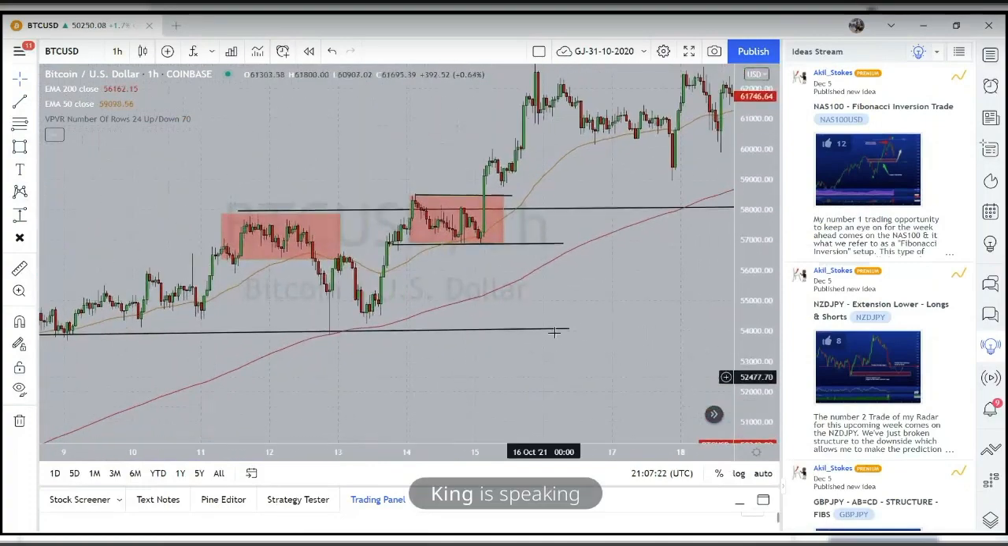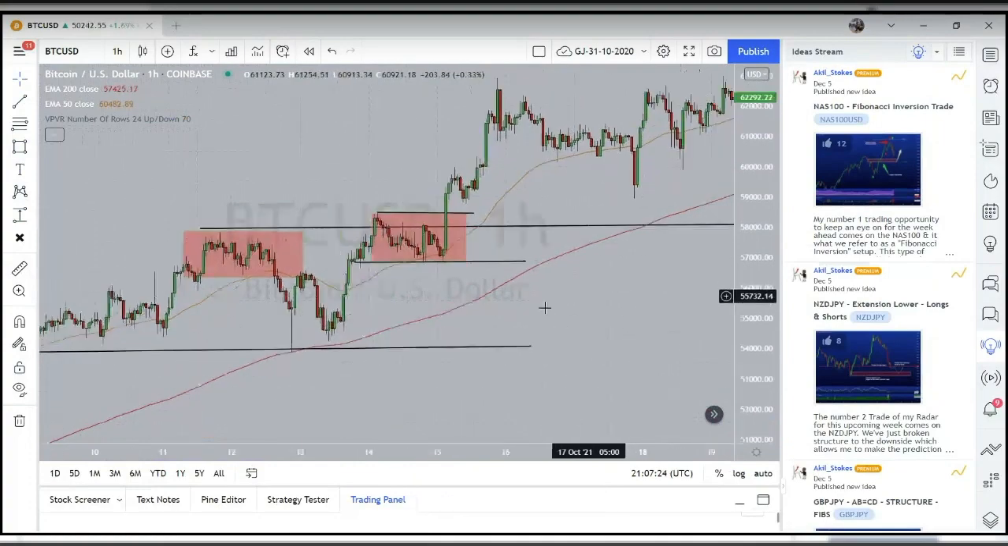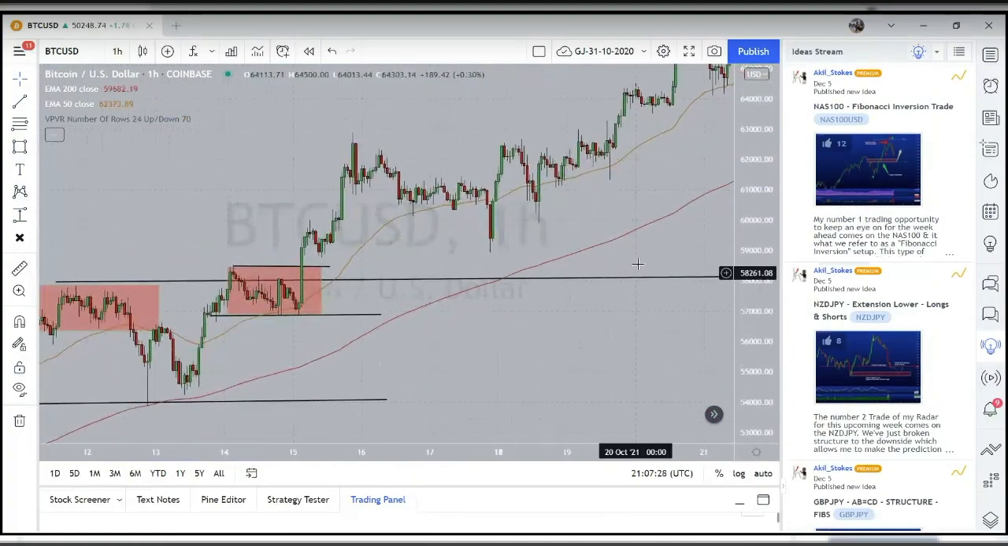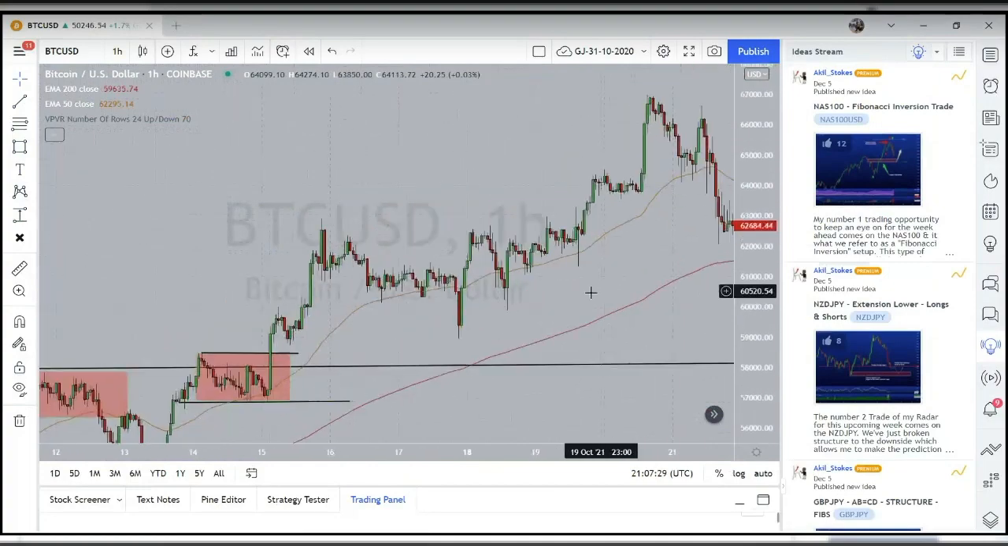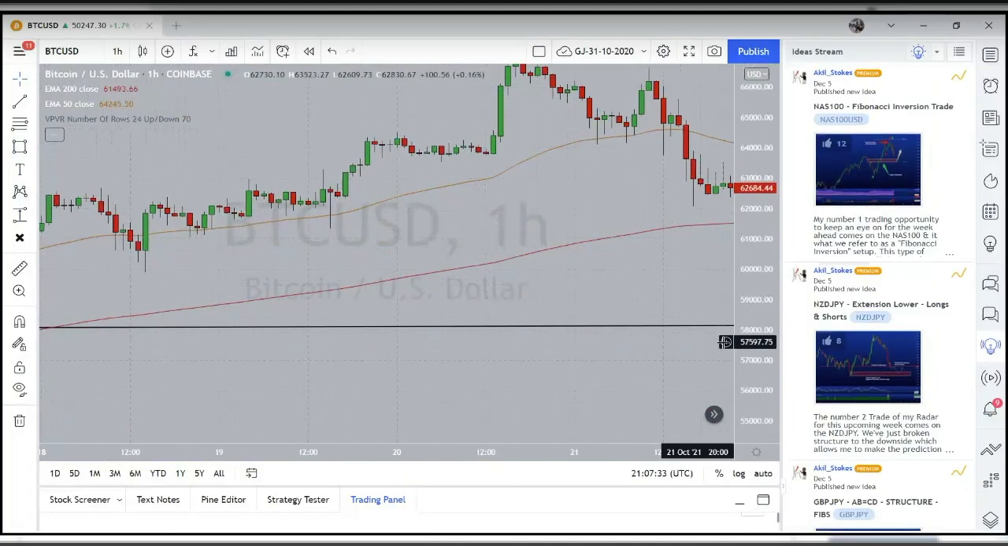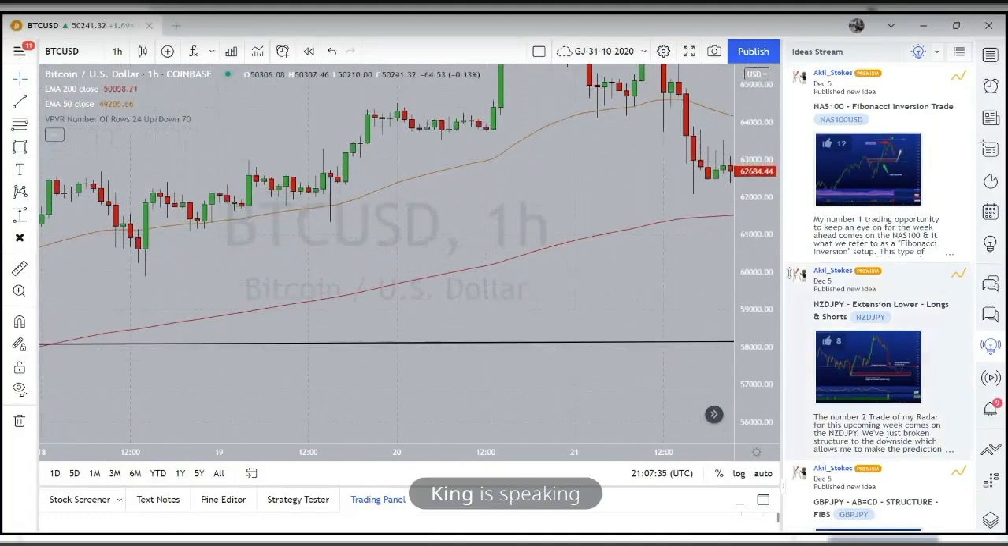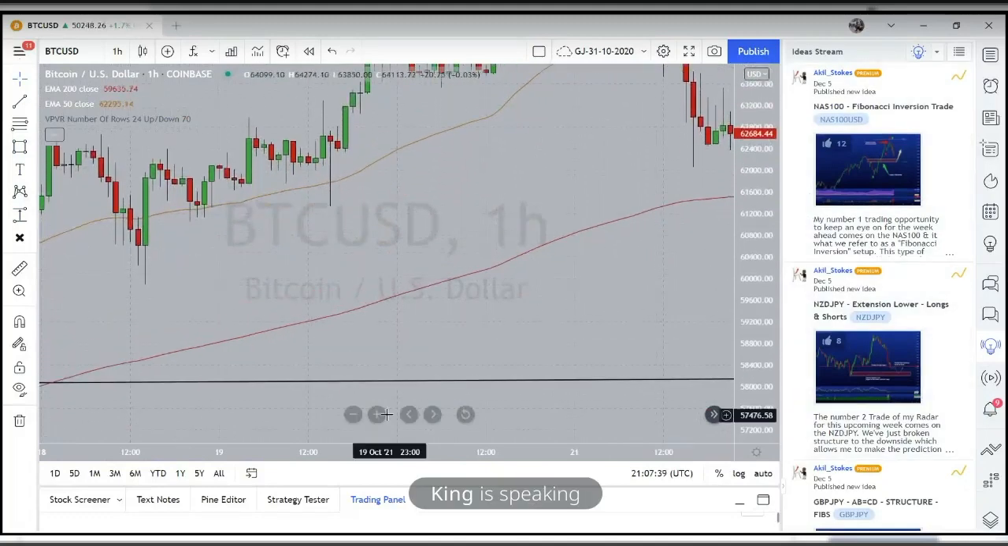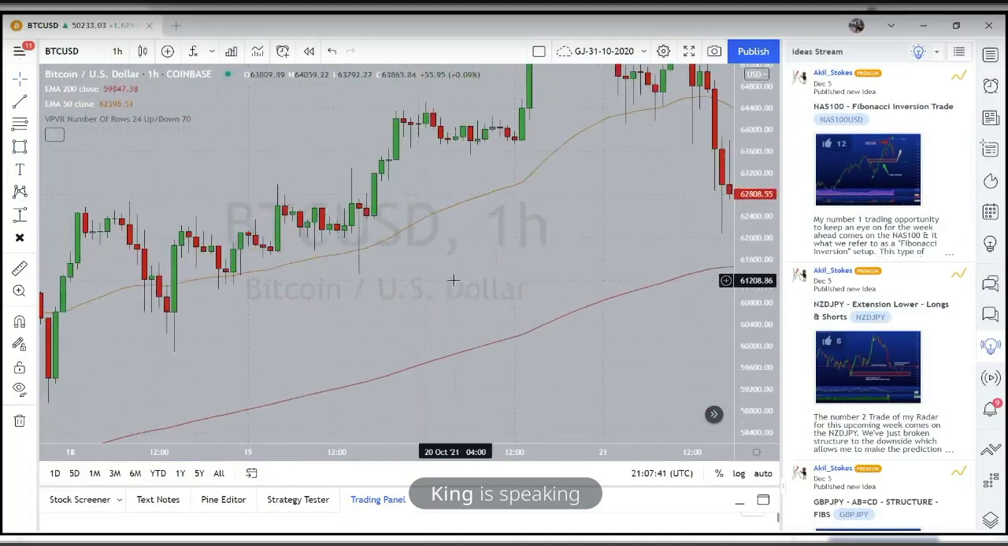So I can't see if the low. Okay, so this right here is a typical bearish engulfing.